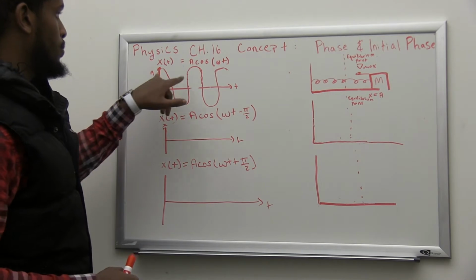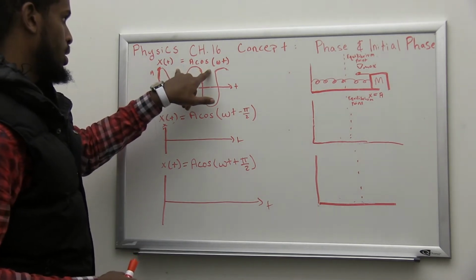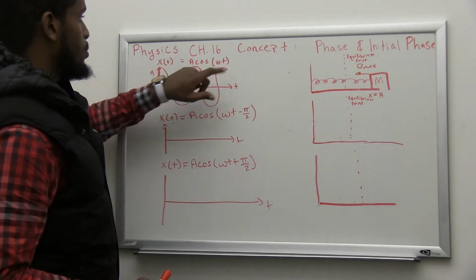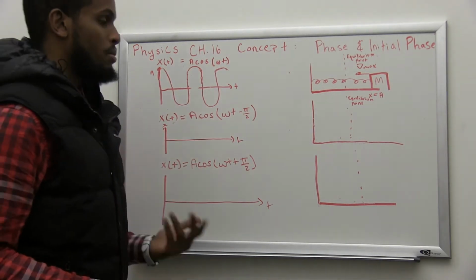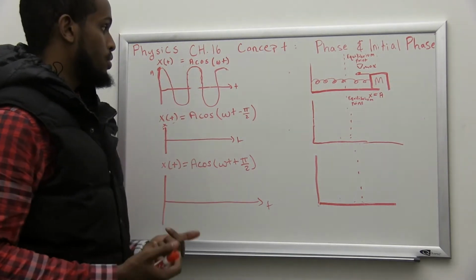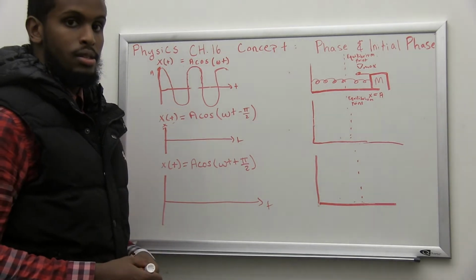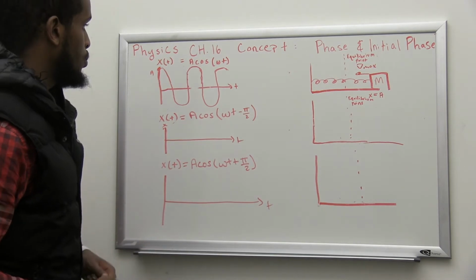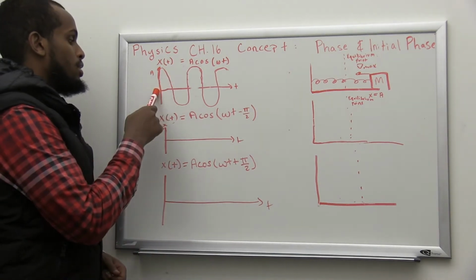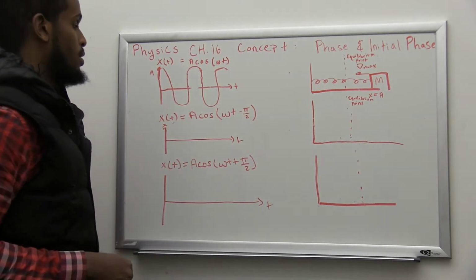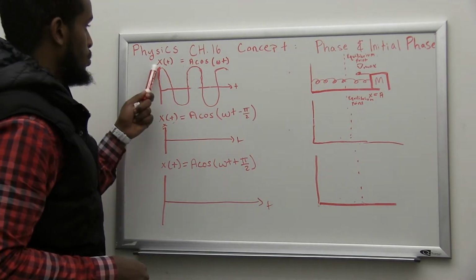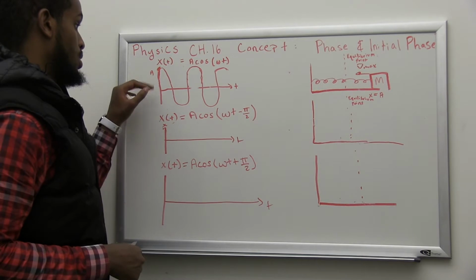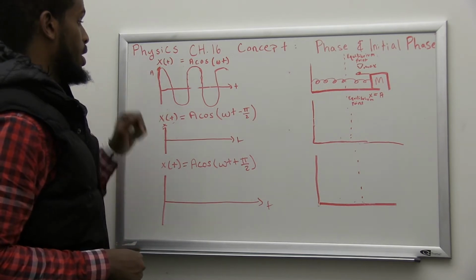And let me walk you through how that works. So you say t equals 0, and omega times 0 is 0. Cosine of 0 is 1. 1 times A is A. A is our amplitude. So therefore x of t at 0 is A. Our position at time 0 is going to start at A.